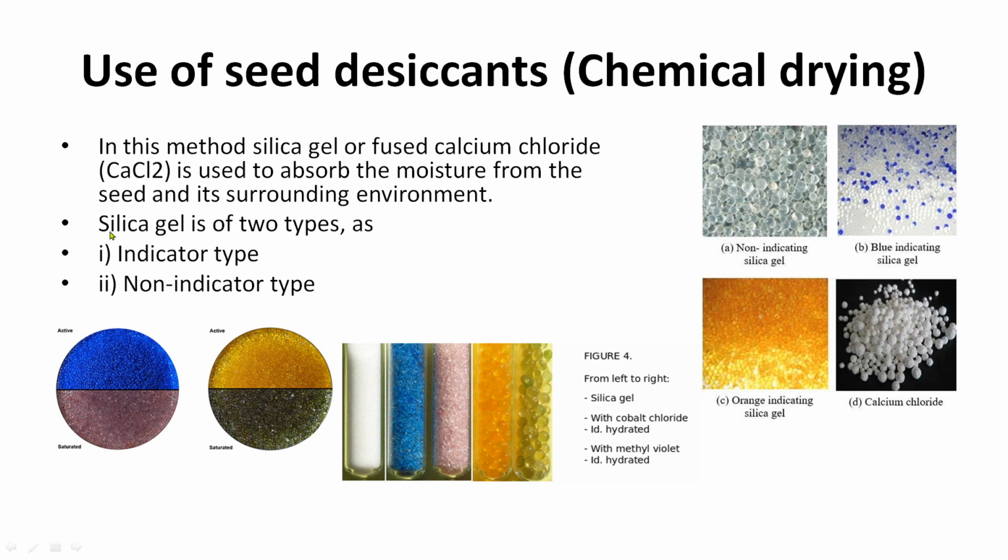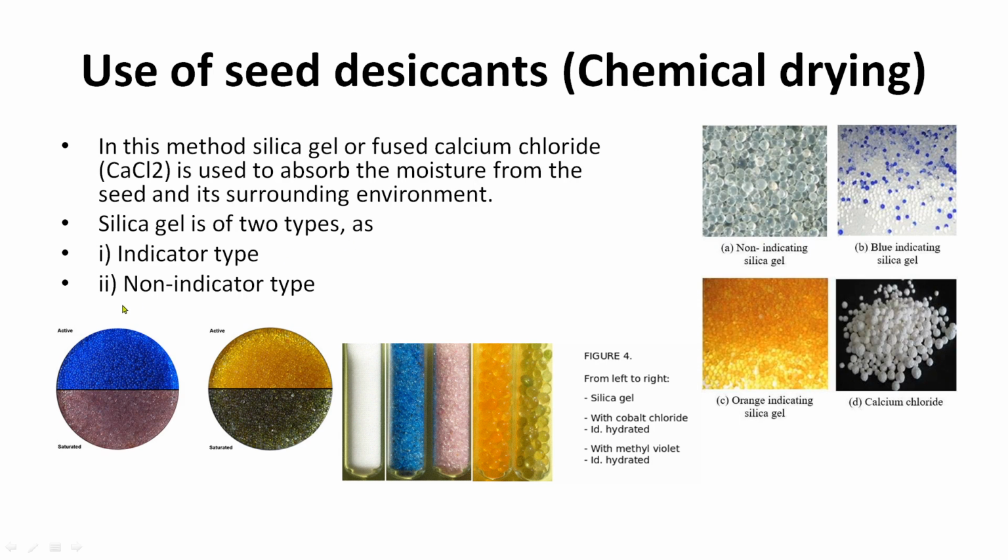The amount of moisture which the silica gel can absorb is 15%, while the amount of moisture which the calcium chloride can absorb is 10% of its weight. In the case of silica gel there are two types, indicator type and non-indicator type. If we have to detect the amount of moisture in the seed load, we can use the indicator type, which is blue in color, while where detection of moisture is not required, we use the non-indicator type silica, which is white in color.